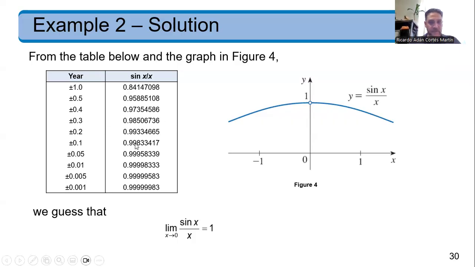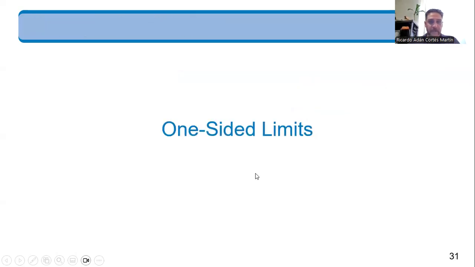So you can do this on your calculator. And what you're going to see is that we approach 0.999999 as we approach 0 on the value for x, okay? So we can say that the limit of this function when x goes to 0 is 1, okay?